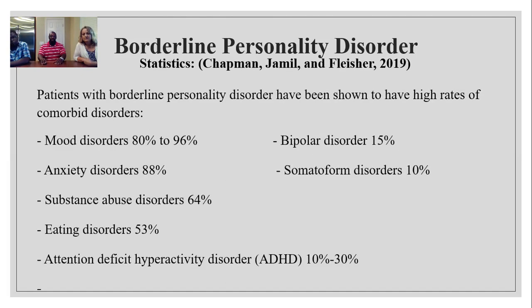Patients with borderline personality disorder have been shown to have high rates of comorbid disorders, such as mood disorders at 80% to 96%, anxiety disorders at 88%, substance abuse disorder at 64%, eating disorders at 53%, bipolar disorder at 15%, and somatoform disorders at 10%. Lastly, attention deficit hyperactivity disorder, ADHD, ranges between 10% and 30%.